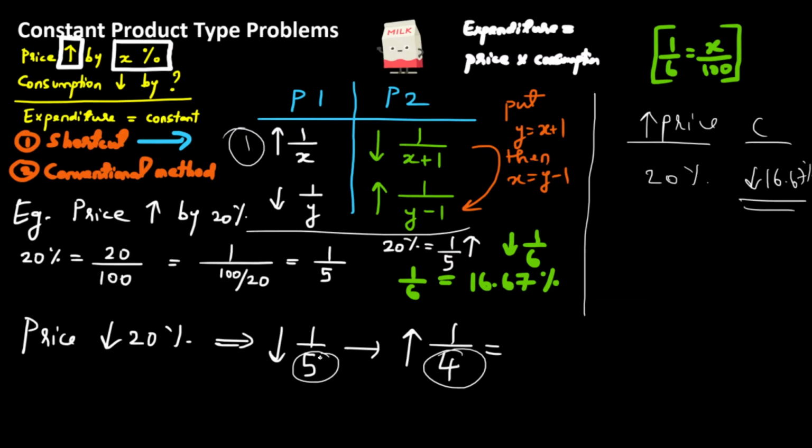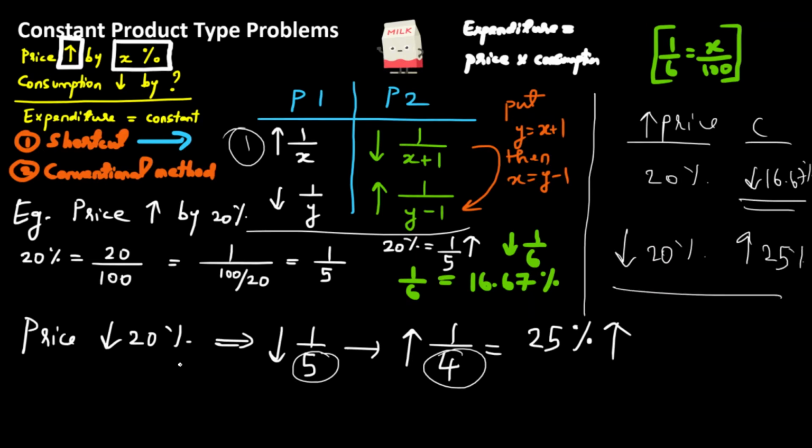So if there is a decrease of 1 by 5, then there can be an increase by 1 by 4, and 1 by 4 is equal to 25%. So if the price dropped by 20%, you can increase consumption by 25%. Now you can do the same thing taking an example also. Let's take that also over here.